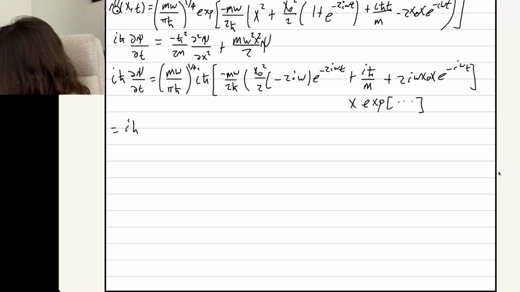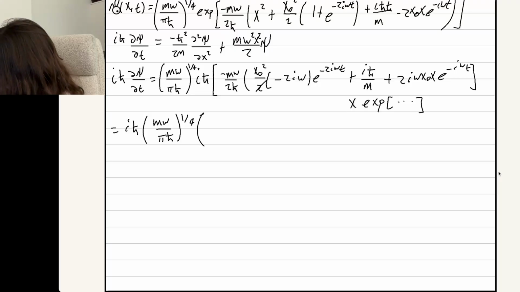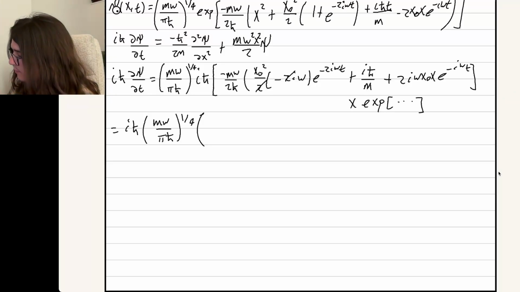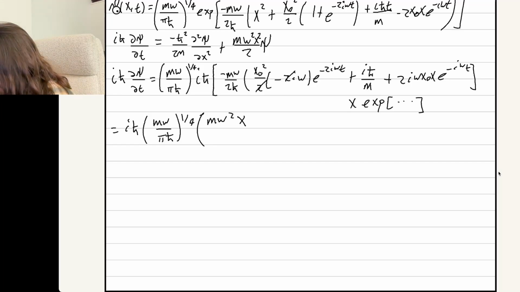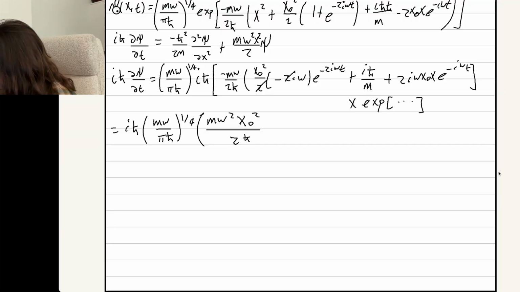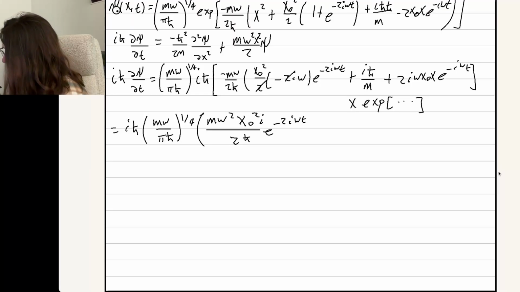So first of all, let's move the m omega over 2h bar stuff into the parentheses. So this 2 cancels out this 2, so it's minus. When we put the minus sign on it, it's plus m omega squared times x naught squared all over 2h bar e to the minus 2i omega t. Actually, it's supposed to be an i here as well.